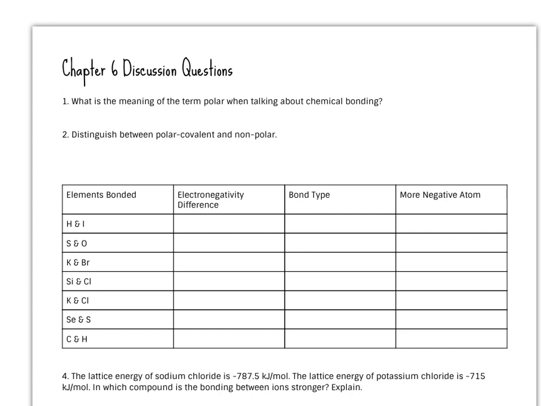So keep that in mind. The first one just says, what is the meaning of the term polar when talking about chemical bonding? There's two types of things that we can be talking about when we're talking about polar. We could be talking about chemical bonding, or we could be talking about molecules. Obviously, in this case, we're talking about chemical bonding, and the way you get a polar charge whenever we're talking about bonding is just the uneven distribution of the charge.